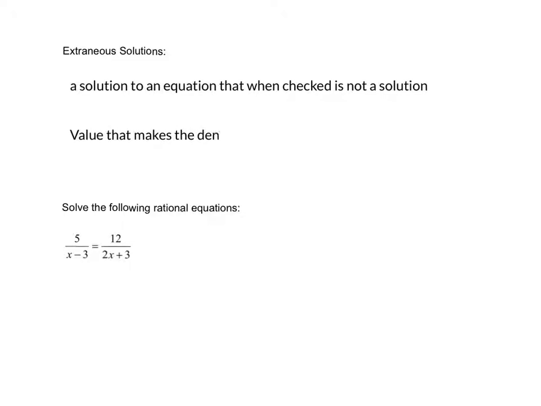So part of solving a rational equation is to look for something called an extraneous solution, or at least check. Extraneous solutions are when you get a solution to an equation that, when checked, is not a solution. In the case of rational equations, this would be a value that makes the denominator 0, in which case it would be an extraneous solution because we cannot divide by 0. Extraneous solutions don't only occur for rational equations, they do occur in other equations, but specific to rational equations, they occur when they make the denominator 0.